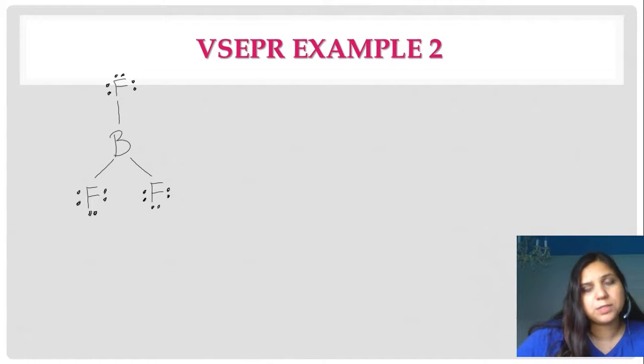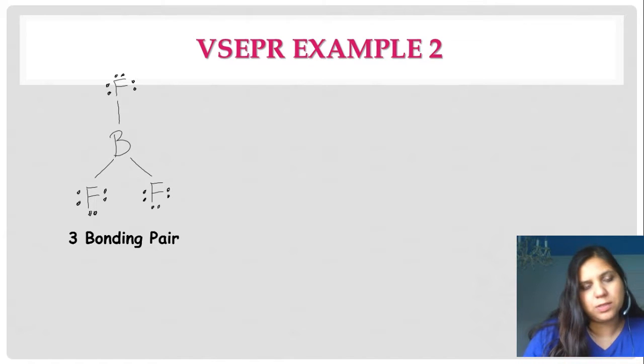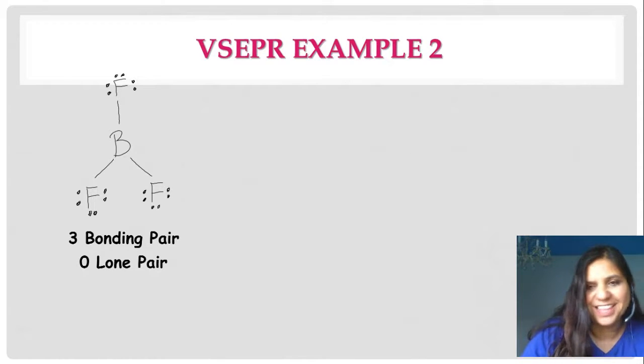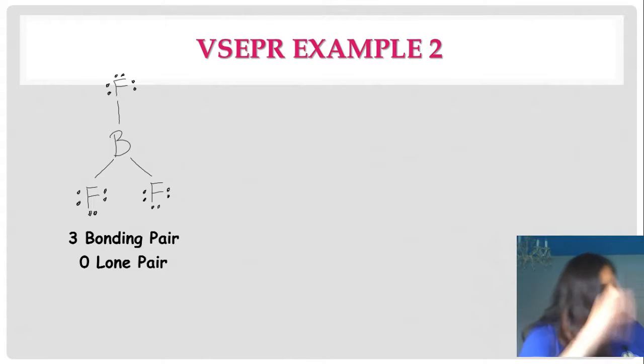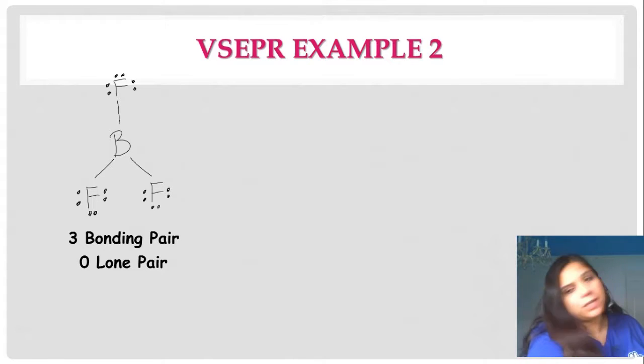Okay, example 2 is boron tetrafluoride. Remember that this has to be drawn using Lewis structure steps. It is electron deficient. That's why you don't see an octet on the boron. Okay, so what we're going to do is count the bonding pairs and lone pairs. So 3 bonding pairs around B and 0 lone pairs around boron. Okay, then we're going to look at our table. And so 3 total electron clouds, 3 of them bonding and 0 of them lone pair, is trigonal planar.